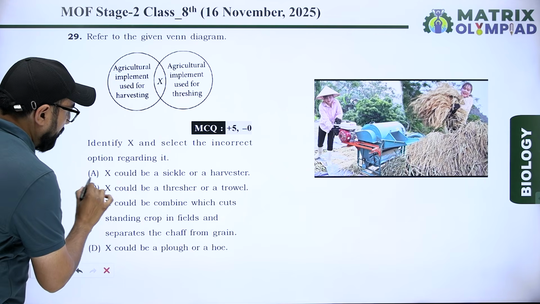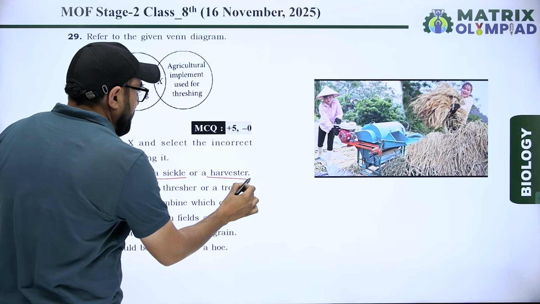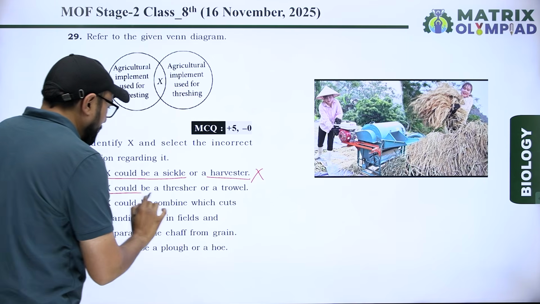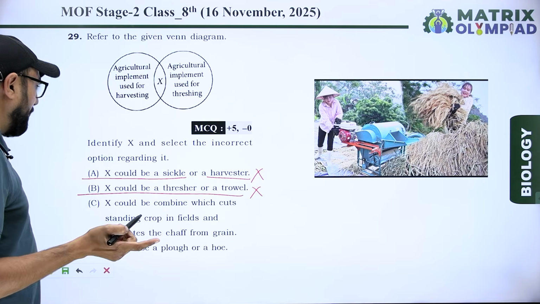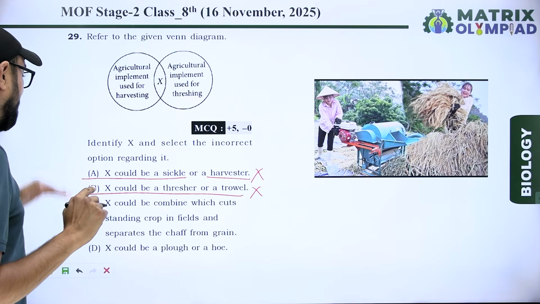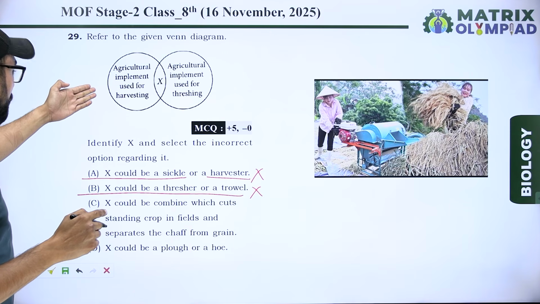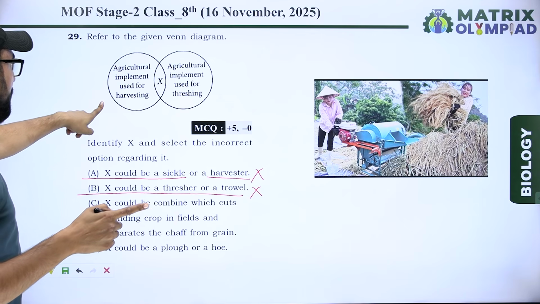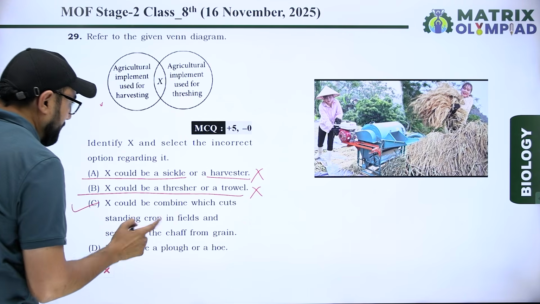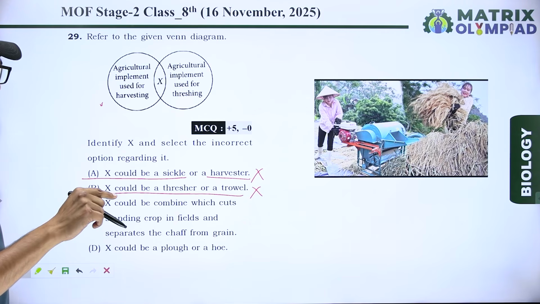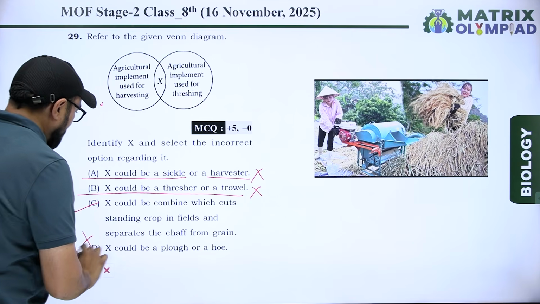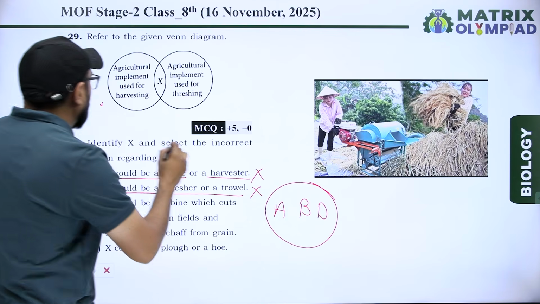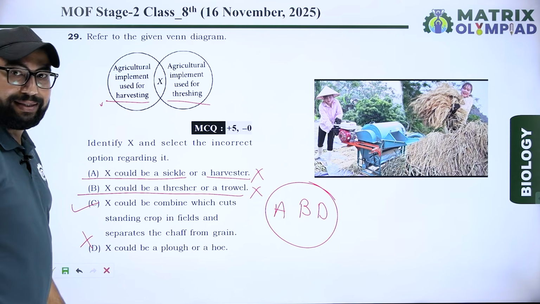Option A, X could be a sickle or harvester, no. X could be a thresher or trowel, that is wrong. And X could be a combine, which cuts standing crop in the field, used in harvesting, and separates the chaff from grain, used in threshing. This is right. X could be a plow or hoe, no. So A, B and D are wrong for harvesting and threshing.